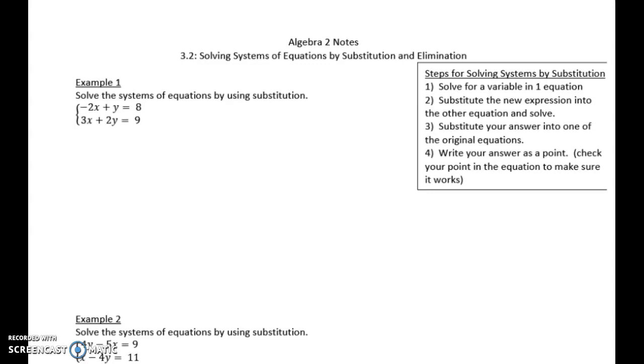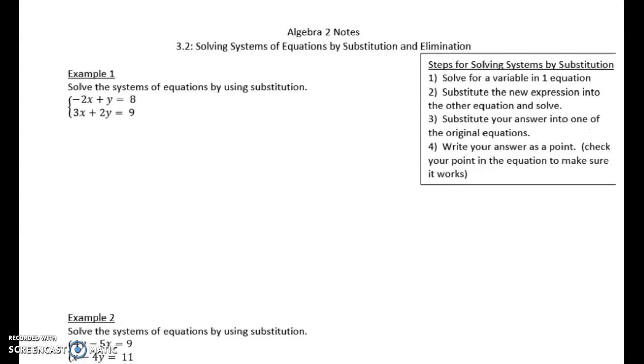Algebra 2, 3.2, Solving Systems of Equations by Substitution and Elimination. So we're first going to focus in on the substitution method. The substitution method is where you solve for one variable in one of the equations and then plug that expression into the other equation.